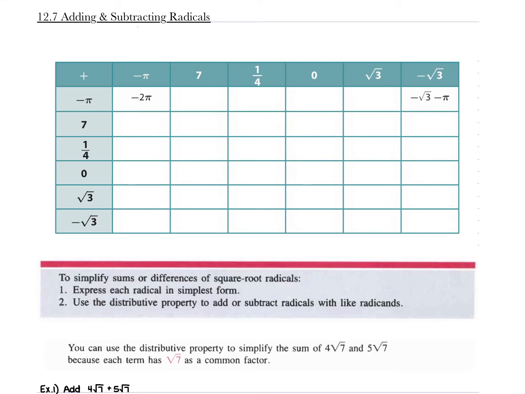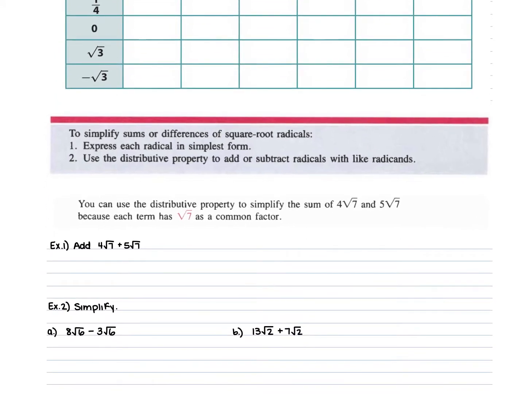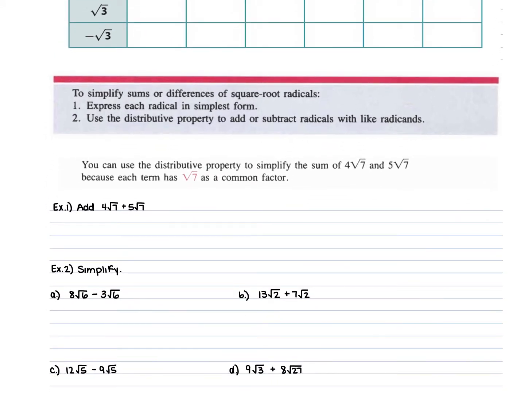All right, so 12.7 goes over adding and subtracting radicals. When you add and subtract radicals, you need to make sure that you simplify those radicals first, and then you're combining like terms, so to say. So when you add or subtract those radicals, your radical is going to be like your variable. It's not going to change. As long as it's the same, you're going to combine the term that's in front of the radical.